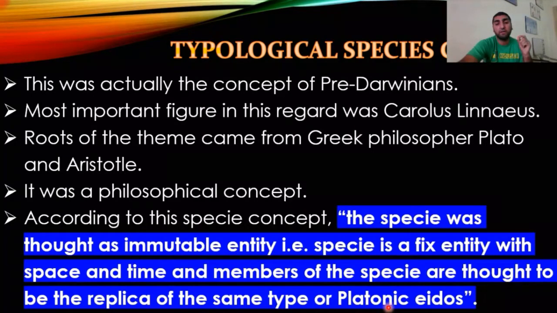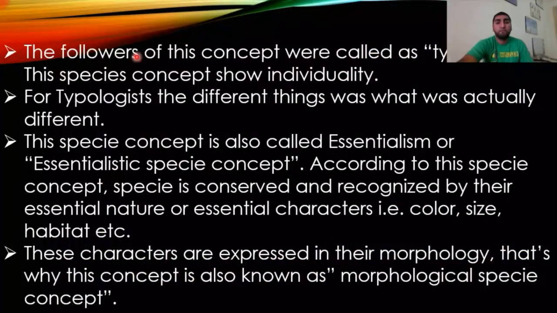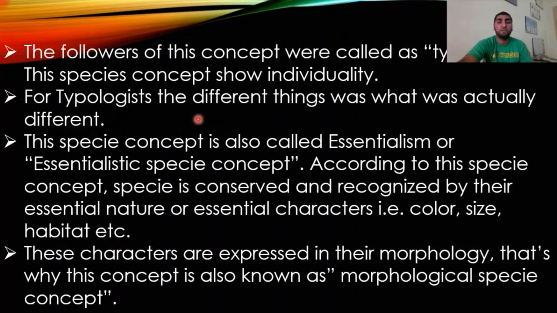They named it platonic eidos, and they said that species replicate and produce the same replica of themselves. Species are created, they are immutable, they are fixed, and when they reproduce, they produce an exact replica of themselves, so there is no chance of change. The followers of this concept were called typologists. This species concept shows individuality.